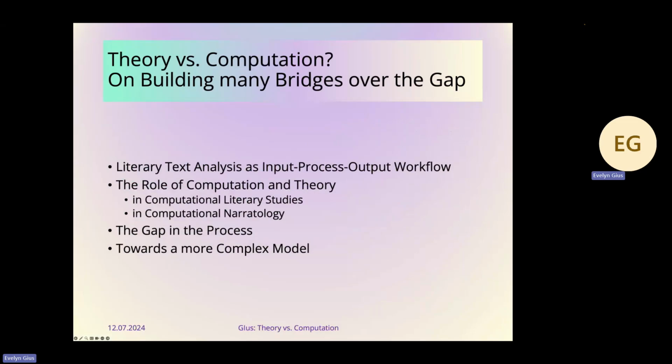So to sum up, I tried to make the following points. I argued for literary text analysis possibly being an input-process-output workflow, even though that's maybe not the most natural thing to do, but still I think it's a very good way of putting it. Then I discussed the role of computation in theory, by the examples of computational literary studies and computational narratology, trying to show you that it's basically in most cases an either-or. People don't do both at the same time, and this is because of the gap in the process, that the linking between the major things that have to happen in a process is missing.